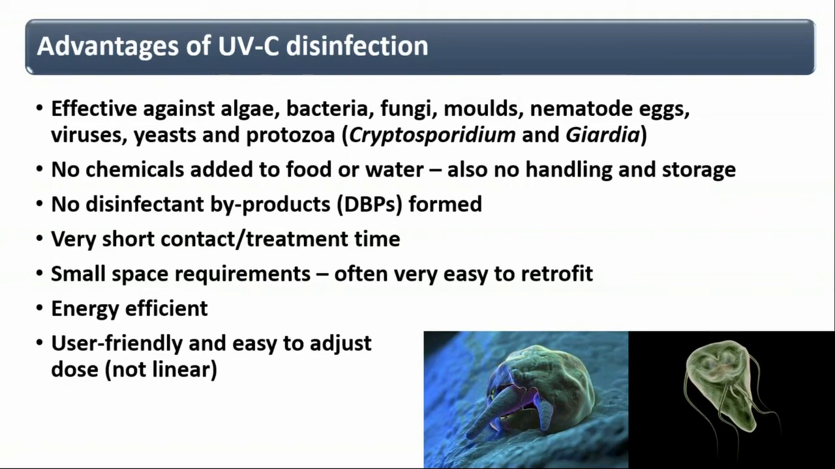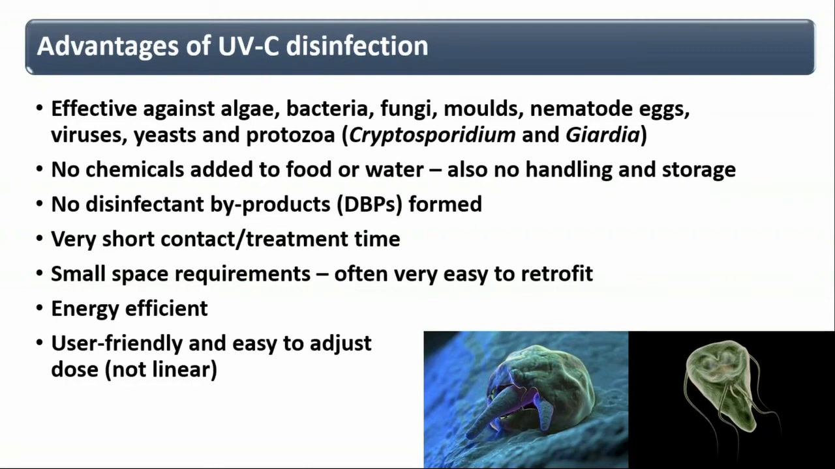So very briefly, if we go into the main advantages of UV disinfection, I'm not going to go into the applications. I'm sure Bastian will elaborate on that. The main advantage of UVC disinfection is it's effective against a whole range of microorganisms and not specific. So algae, bacteria, fungi, molds, nematode eggs, viruses, yeasts, and protozoa specifically, so Cryptosporidium and Giardia. As I've mentioned, those two are very resistant to chlorine disinfection, and therefore a very good example of one of the advantages of UV.